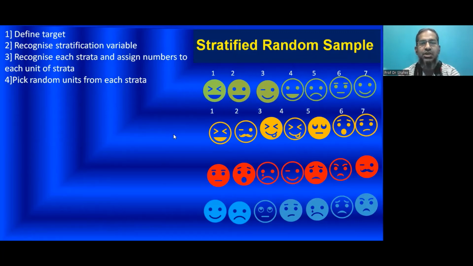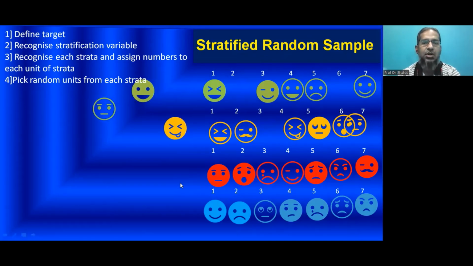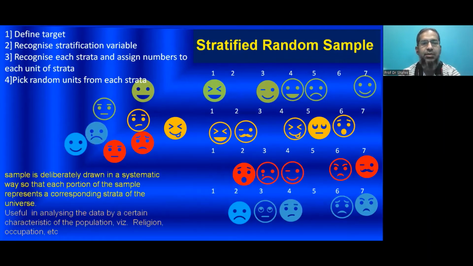You can see that in each stratum the numbers are given in sequence, not in sequence for the whole population. Each stratum will have its own numbering method, and from each stratum you select a particular number of samples, so that the sample is drawn from every stratum and is representative of that particular stratum. Like this, we select the sample from the strata.